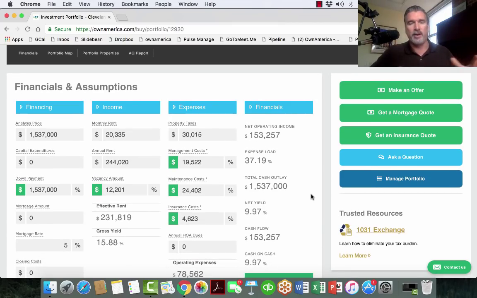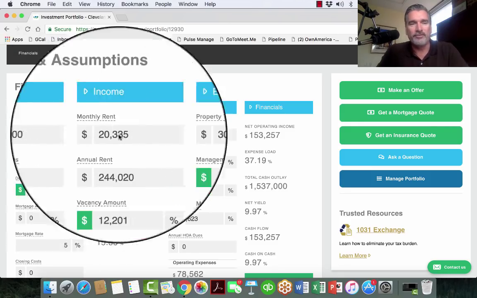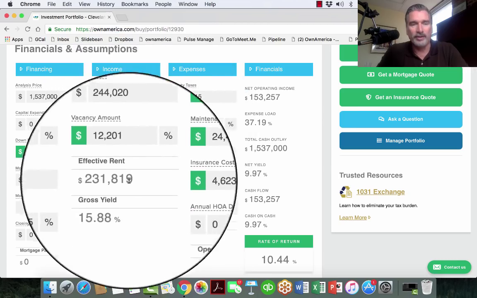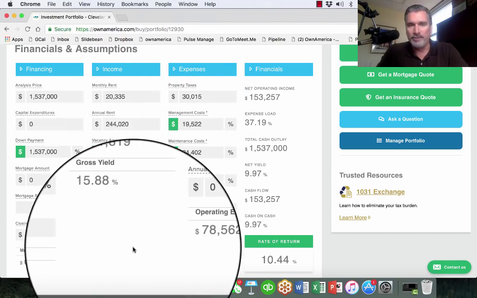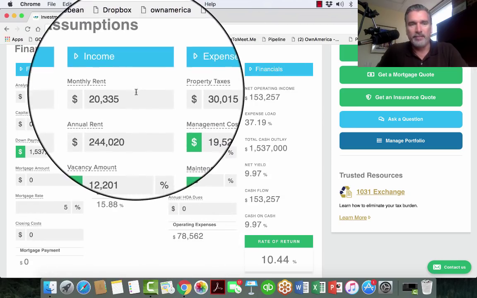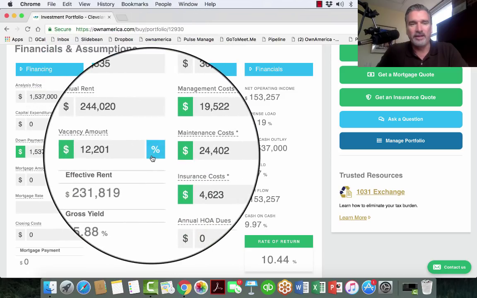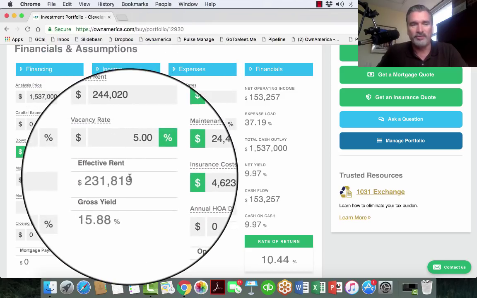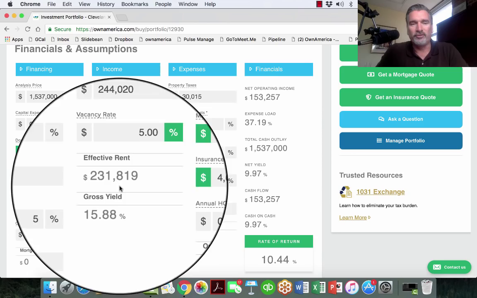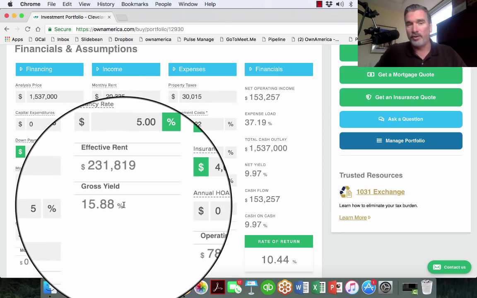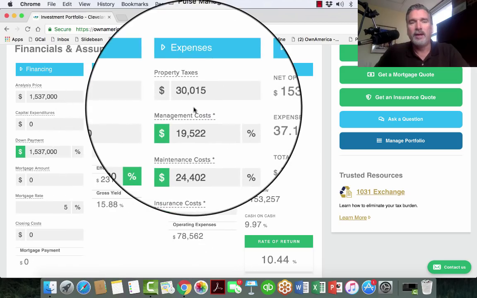It's a combination of the numbers and the market fundamentals. So here you have an asking price of $1.5 million. This is our yield calculator, and it assumes no mortgage balance. The monthly rent of $20,000 has a vacancy assumption of 5% of turnover. That gives us a gross yield of 15.8, which is awesome. Nationwide, that's among the highest that we see out there. There are reasons for that.